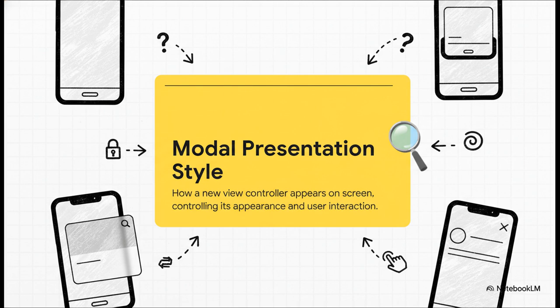You can think of this as the rule book that tells an app how to show you that new screen. Is it going to take over everything? Can you just swipe it away? It all comes down to this one crucial property.